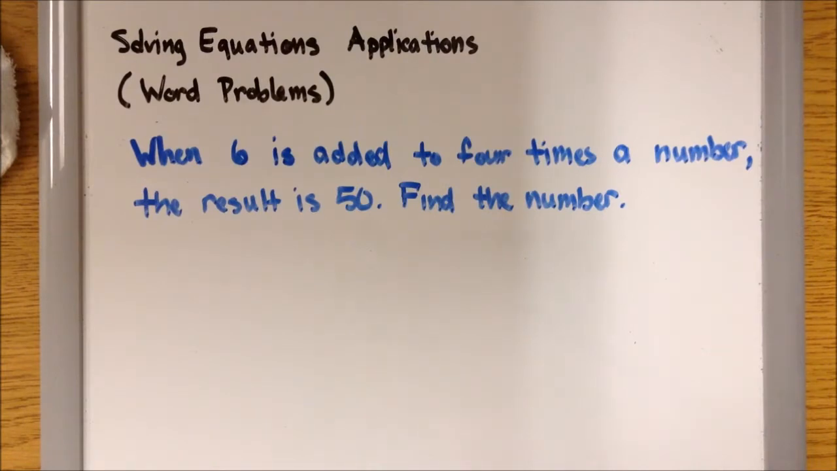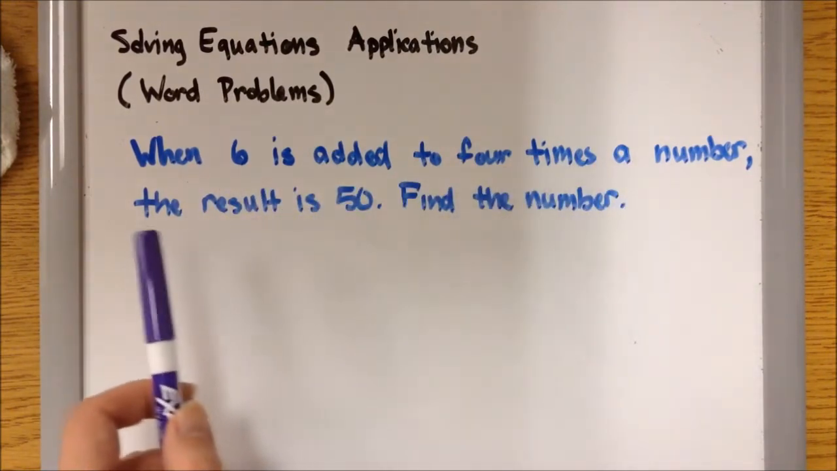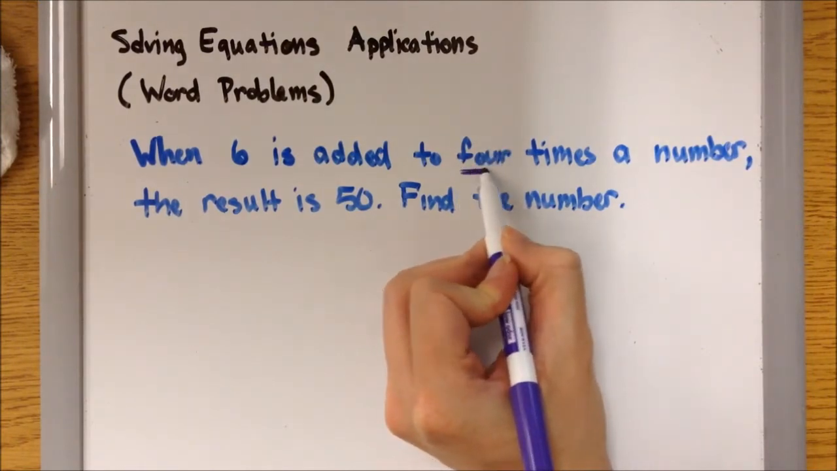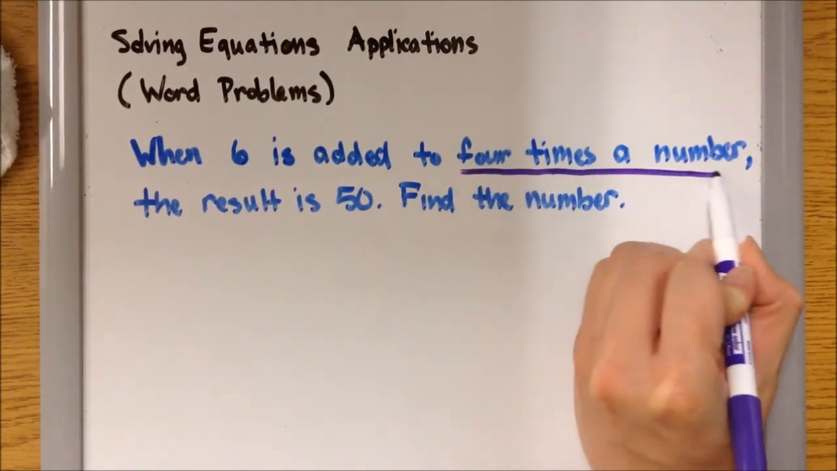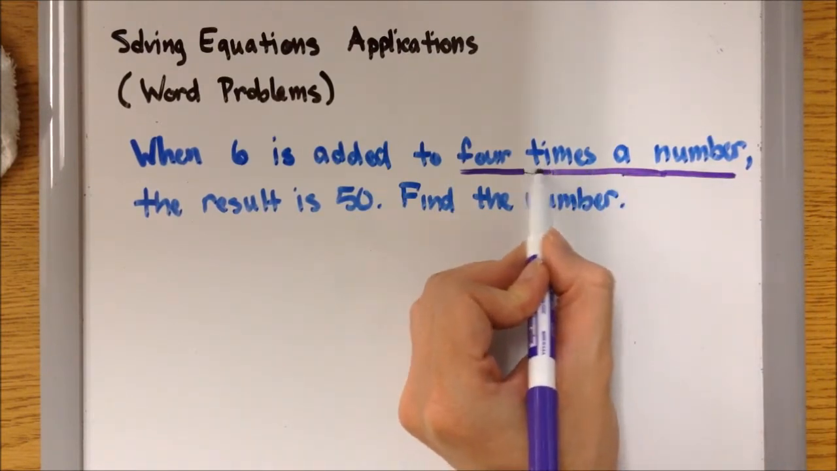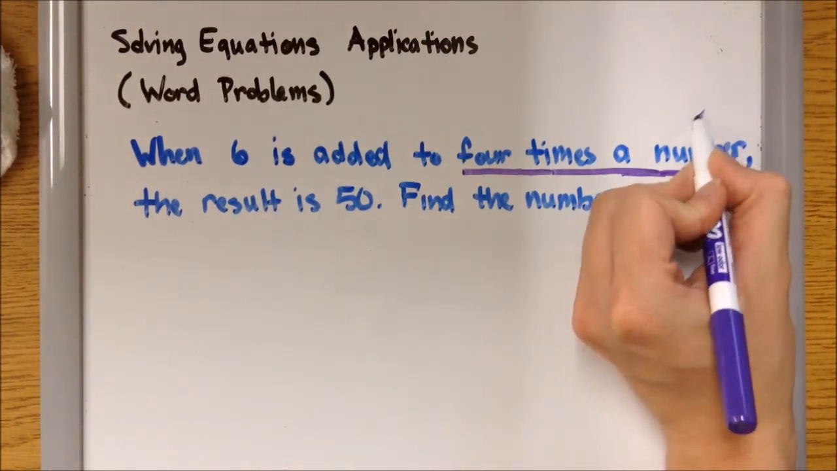Alright, first example. The word problem is: when 6 is added to 4 times a number, the result is 50. Find the number. So let's analyze parts of the word problem. Usually I look for which one is the variable. So I go right here, 4 times a number. When it says 4 times a number, that's basically an unknown number. If it's unknown, that means this will be x.